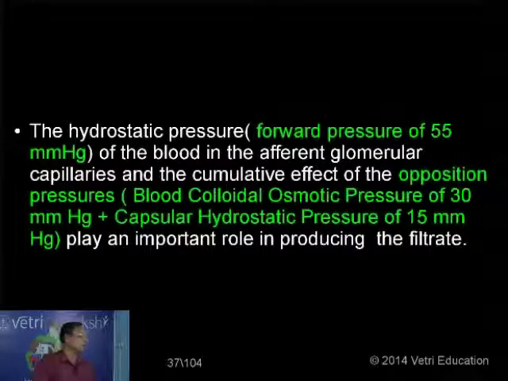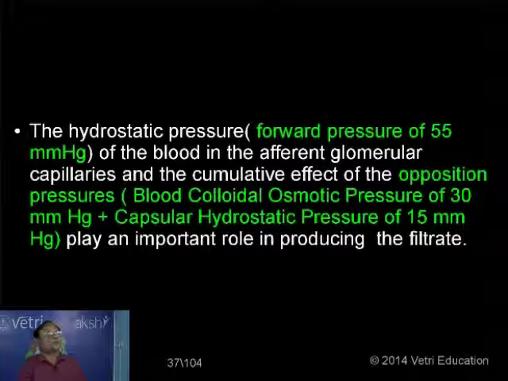the filtration process. Now there are different pressures operating in bringing out the filtration process. One such pressure is the hydrostatic pressure, which is found in the blood capillaries. It is also called the forward pressure of 55 millimeter mercury. It is the pressure existing in the afferent arteriole of the glomerulus. The pressure existing in the afferent glomerular capillaries is called the forward pressure, or the hydrostatic pressure, the incoming pressure. It is about 55 millimeter mercury.